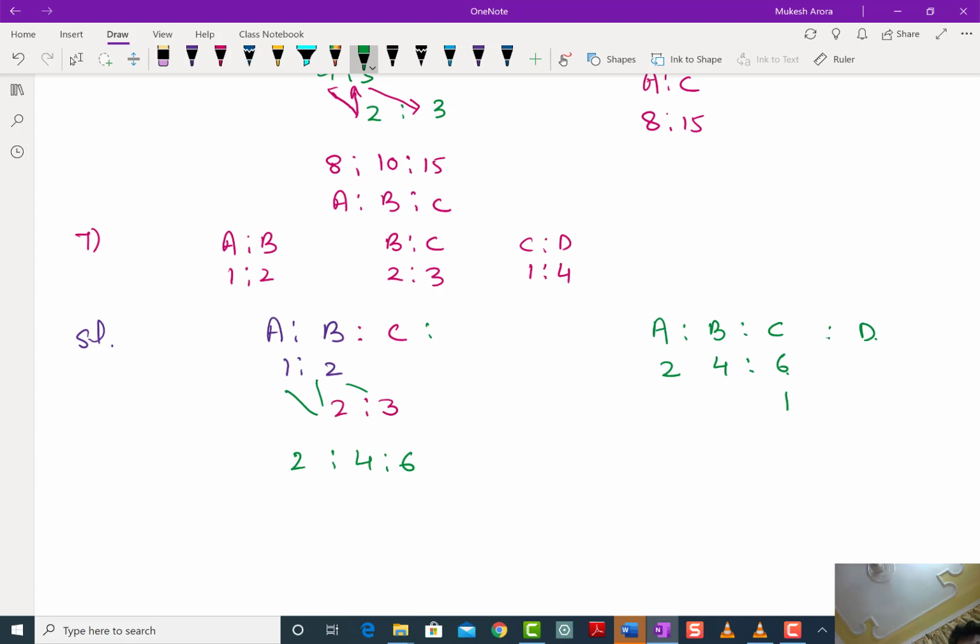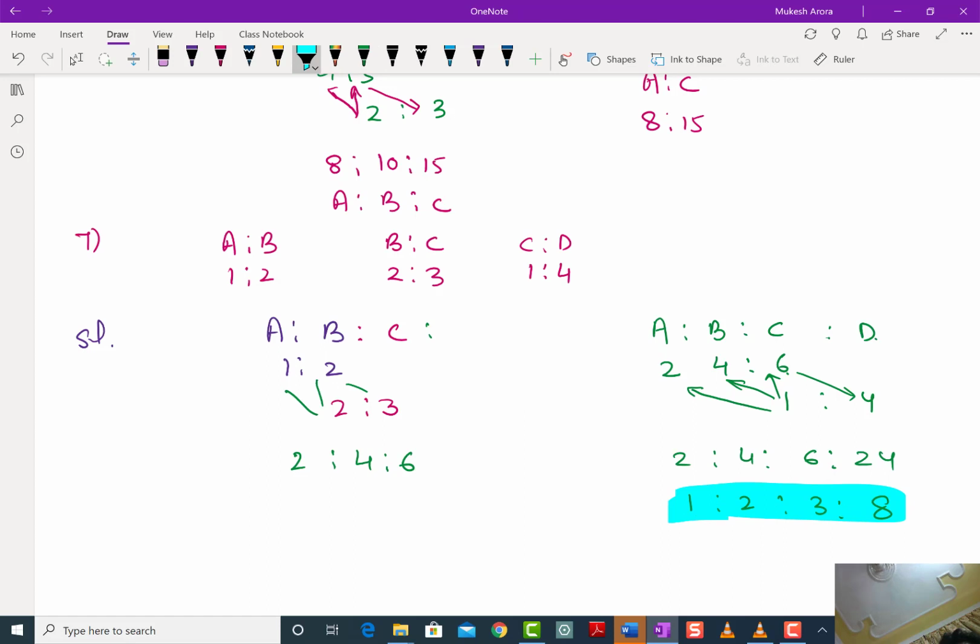So now C ratio D is 1 ratio 4. Multiply this by this, this by this and this by this. It will be 2 ratio 4 ratio 6 ratio 24. We can reduce this to 1 ratio 2 ratio 3 ratio 8, and whatever answer we want to get we can get. Like if we want A ratio D, it will be 1 ratio 12, right? So this is all what we want to do. Thank you. Now you have to do the sums carefully. Thank you very much.